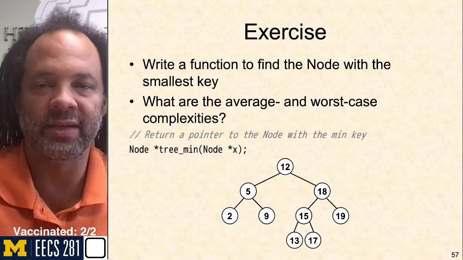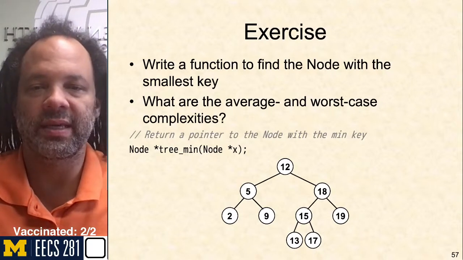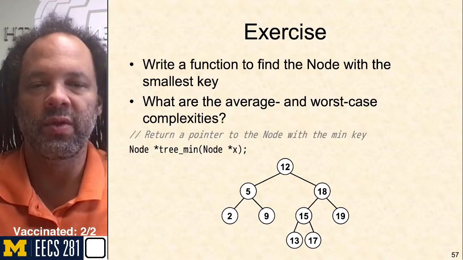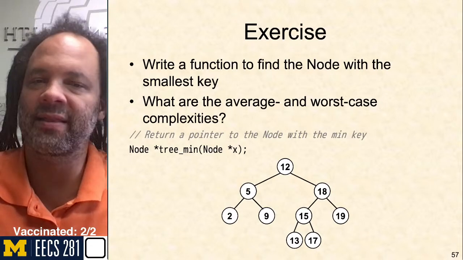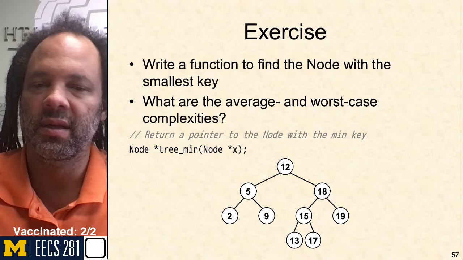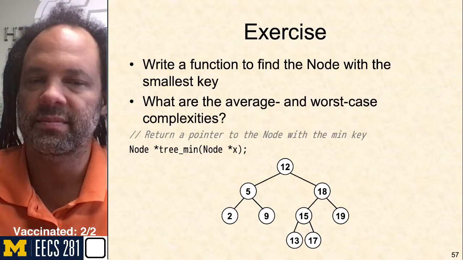All right, here's an exercise. Write a function to find a node with the smallest key. And then what are the average and worst case complexities? How do we find the smallest key?